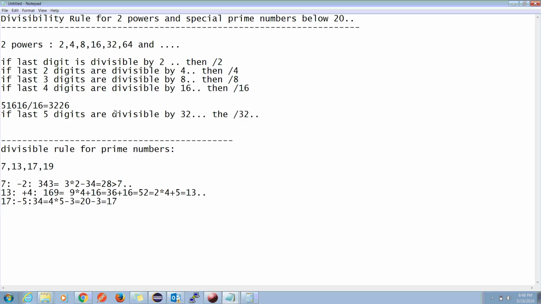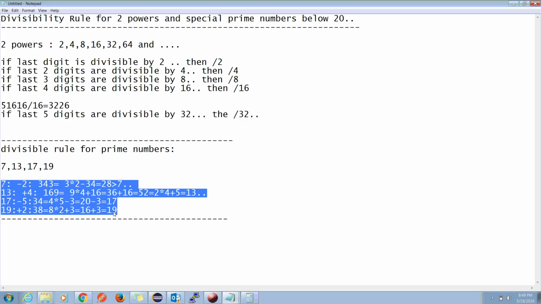Let's see the formula for 19. So here the formula for 19 is plus 2. So let's take the example here, 38. 38 means 8 into 2 plus 3, that is 16 plus 3 equal to 19. So this is the divisibility rule. You just need to remember minus 2 for 7, plus 4 for 13, minus 5 for 17 and plus 2 for 19. That's all. Thank you.